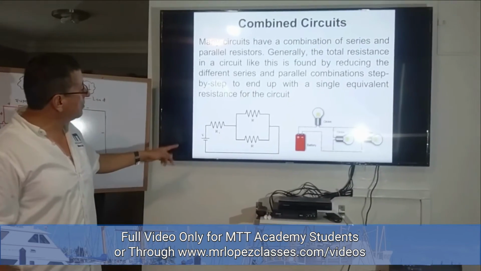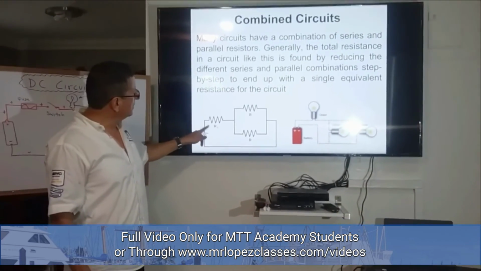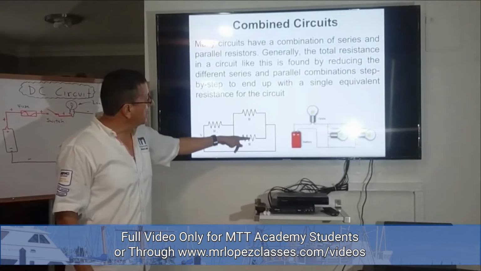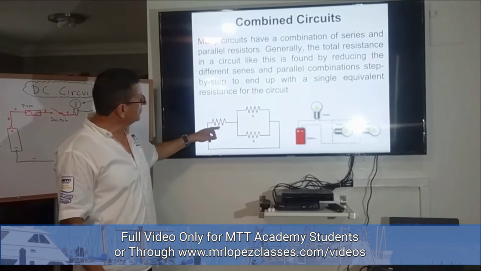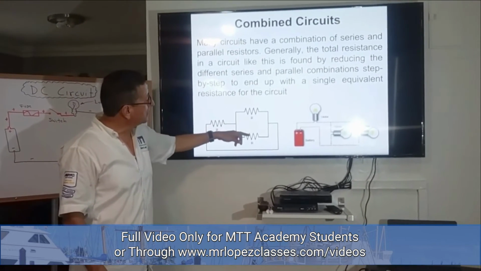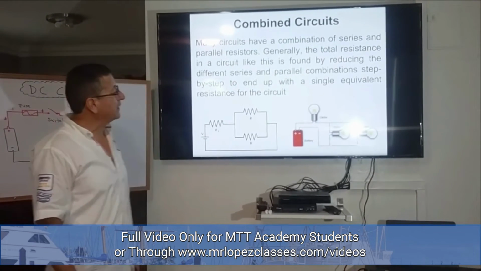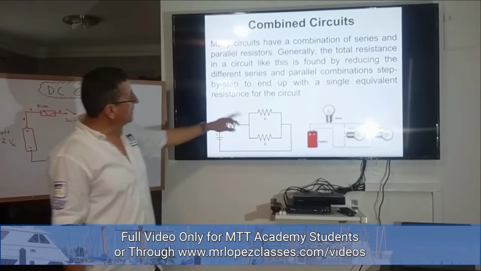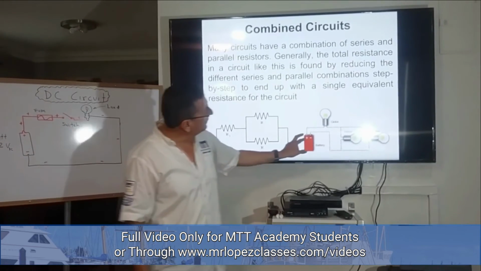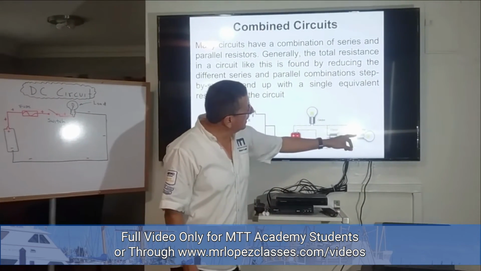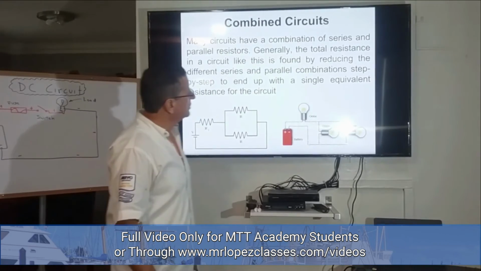So this is a typical combined circuit, with a series circuit combined with a parallel. The first resistor is in series with resistor number 2 and resistor number 3. This is the diagram, and this is the schematic. You have the battery, resistor number 1, in series with those two resistors in parallel.